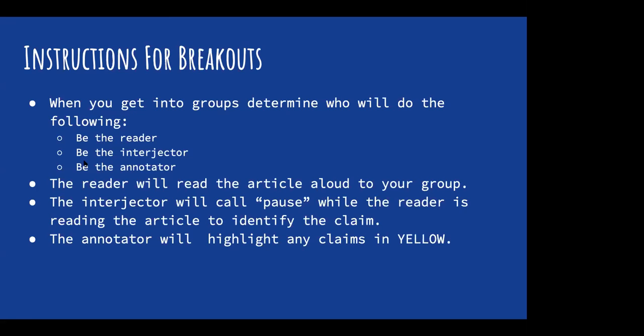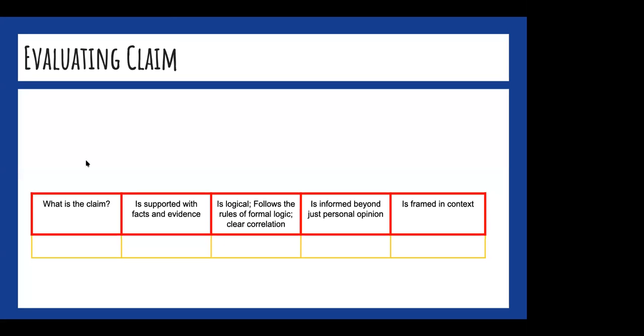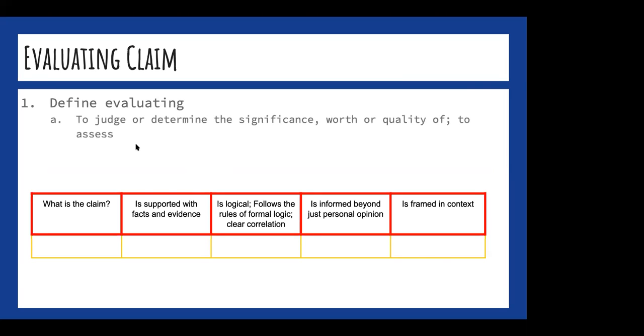Okay. All right. So keeping that in mind, once the students identify claim and they practice going in and identifying claims, then you define evaluating for them. So anytime you see the word evaluating in your standards, I want you to realize that your students have to have some type of criteria, because when you are evaluating, you are judging something and you are determining the significance of something, the worth or the quality of something.